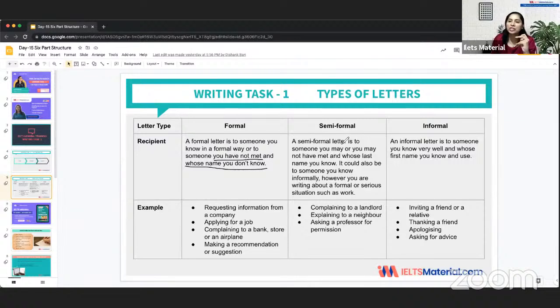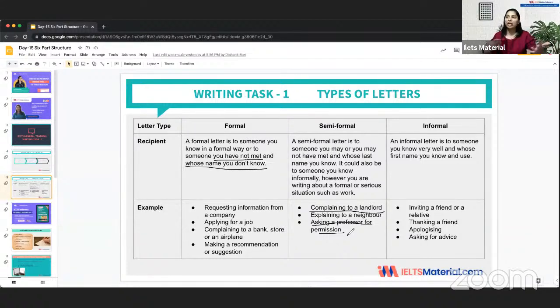And then making a recommendation or suggestion. Next is semi-formal letters. In semi-formal, you know that person, but you do not know that person personally. It's just a formal relationship. You can consider this a colleague, or complaining to a landlord, or asking a professor for permission. So you know your professor, but you do not know the professor personally.